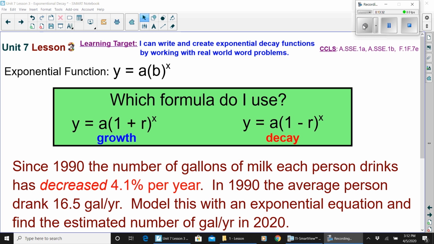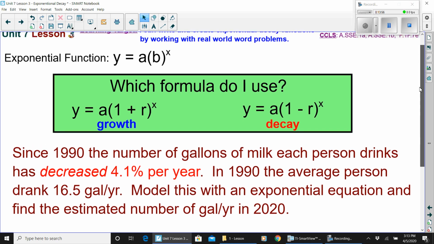So when you read a question, it either says decrease or increase. It says doubled, tripled, or decreased by half. So if it says decreased, use decay. If it says increased, doubled, tripled, use the growth formula. Okay. See if you could do this and figure out the answer. Use your calculator. Press pause now.